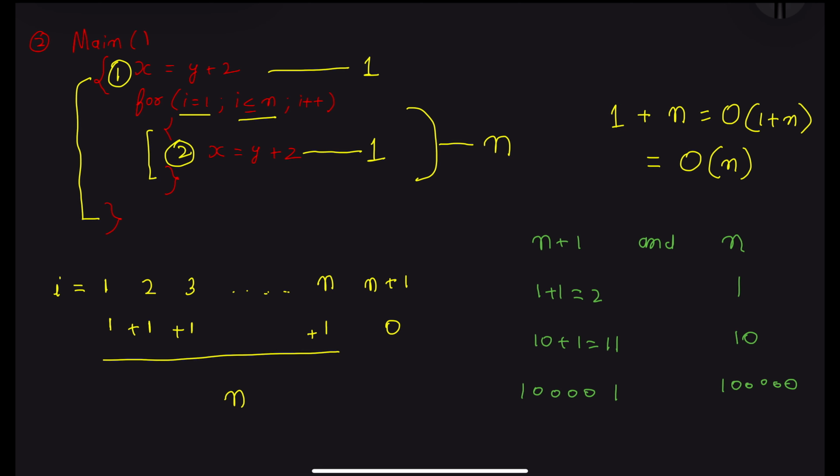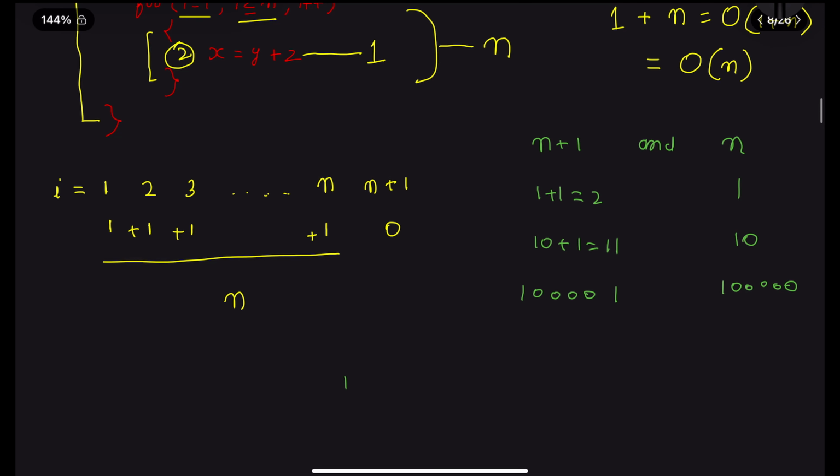And in a priori analysis, I have already told you this is an approximate estimation. So we can ignore the value of 1, which is very small compared to 1 lakh. So here we are saying that 1 lakh 1 is equal to 1 lakh. Mathematically this statement is not correct, but asymptotically this statement is correct. Both are approximately equal.